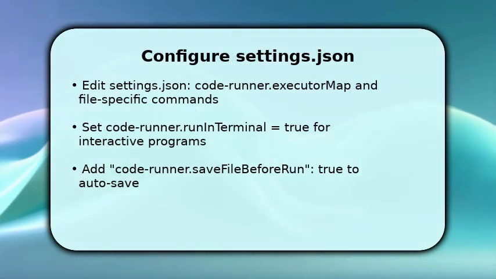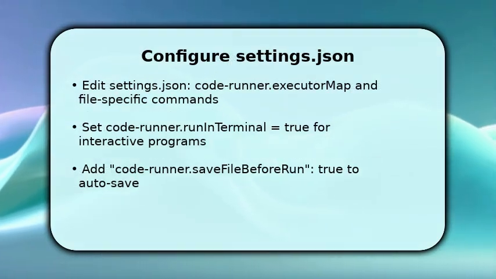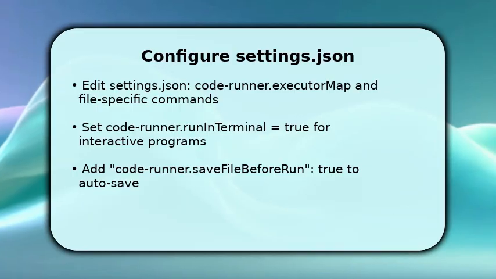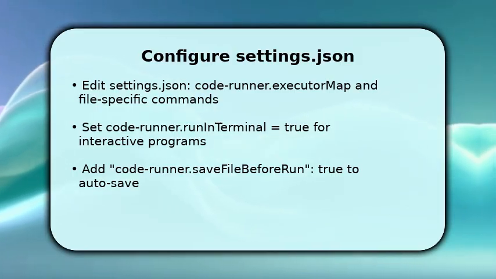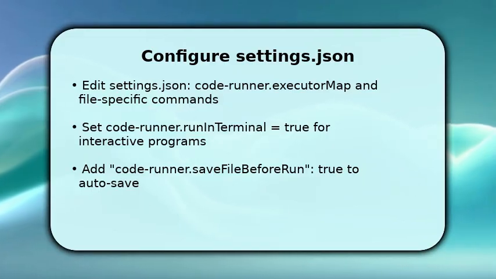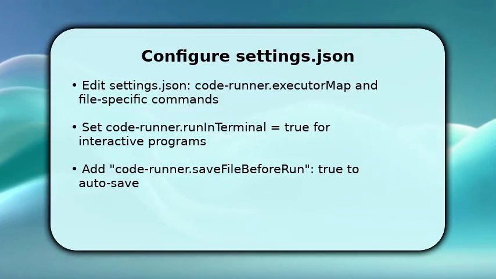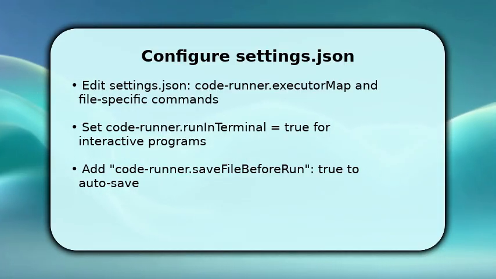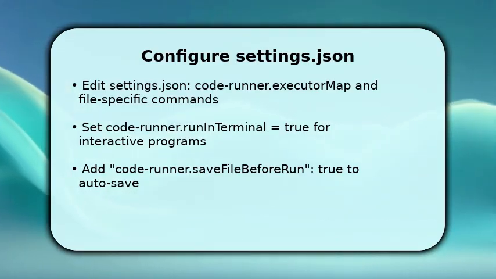Next, open settings.json and add targeted entries for Code Runner. Configure code-runner.executorMap to set the exact command for each language, which controls how your code is invoked. Then set code-runner.runInTerminal to true so programs requiring input work correctly. Make sure code-runner.saveFileBeforeRun is enabled so you run the latest code.